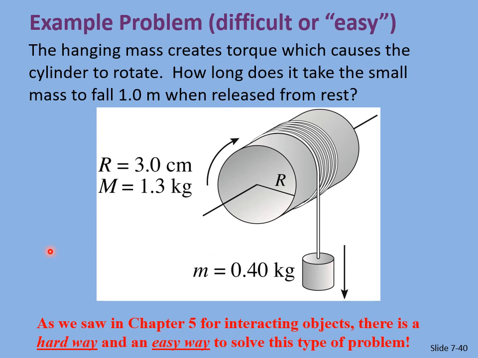Now, this is interesting again. This problem is either very difficult or relatively easy depending on how we attack it. We saw this trick in chapter 5. This is an example of interacting objects again. And so for interacting objects, there's a hard way to do it, which interestingly your book shows you in your textbook. But there's also a much easier way to solve this problem, which is the path that I'm going to take and show you next.